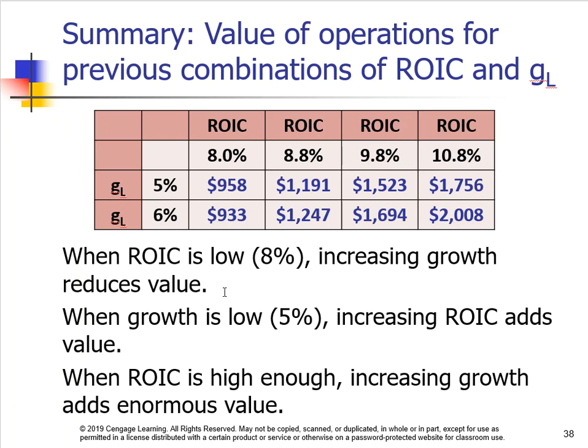So when ROIC is low, increasing growth reduces value. When growth is low, increasing ROIC adds value. And then when ROIC is high enough, increasing growth adds enormous value.